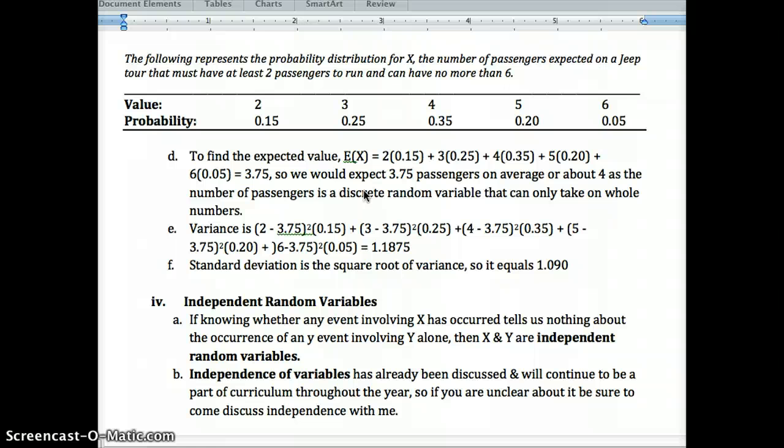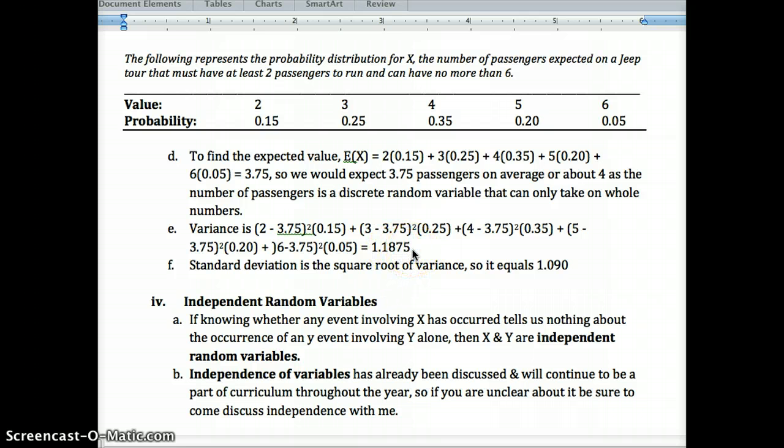To find the variance, you're going to go ahead and subtract that value that we got, the expected value, from each of these here. So the only thing that changes here is now you're subtracting the expected value and squaring it times the likelihood it would occur. Doing that for the second value. So notice each of these is subtracting 3.75, the expected value, squaring it, adding all those up. So we get 1.1875 as the variance.